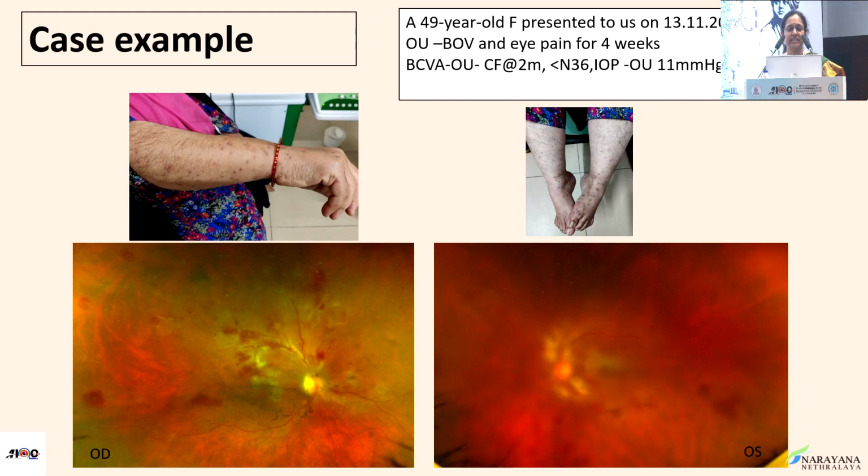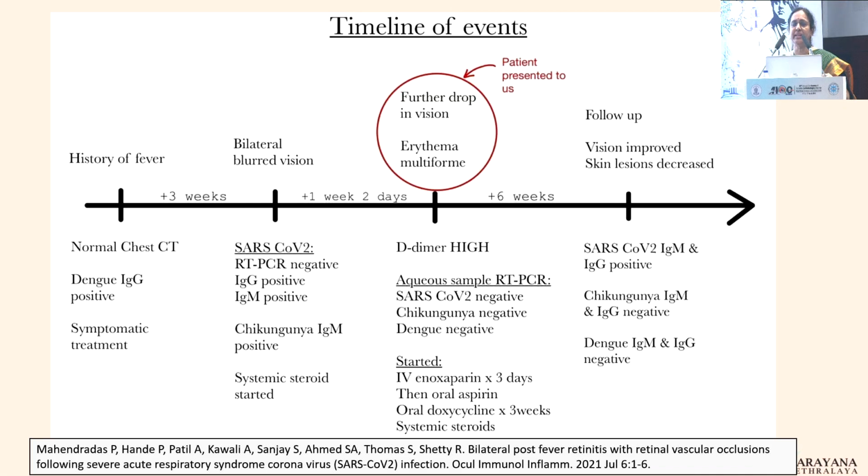Here we see a case example. A 49-year-old female presented with decreased vision. She has erythema multiforme-like skin lesions, multifocal retinitis with retinal hemorrhages, suggestive of a post-fever retinitis. Because it's COVID, she had multiple clinical features. These are the investigations we got.